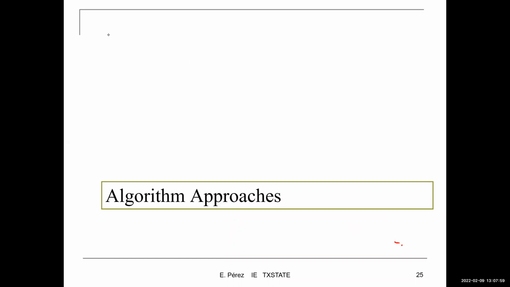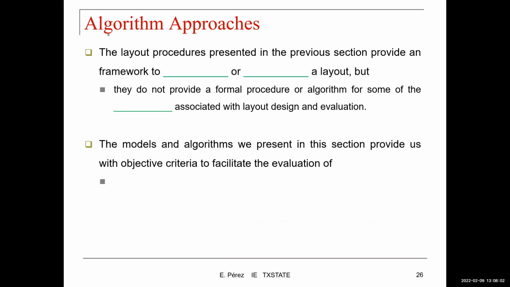So let's talk about the algorithmic approaches. The layout procedures presented in the previous section provide a framework to construct or improve a layout, but they do not provide a formal procedure or algorithm for some of the critical steps associated with the layout design and evaluation. So for example, when you look at the process that we just discussed, there's a lot of manual information and computation that is done, movement, drawings happening, but there's no formula telling you that if you do this, you're going to improve your performance by X amount, right? You don't see that.